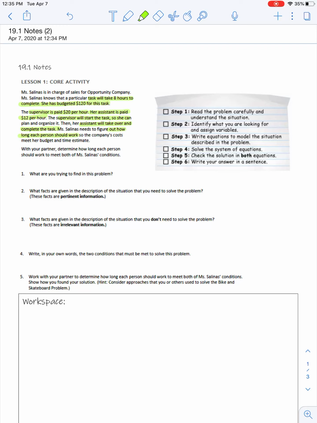Miss Salinas needs to figure out how long each person should work so that the company's costs meet her budget and time estimate. All right, let's go through this. Question number 1, what are you trying to find? It is highlighted. You are trying to find the number of hours each person worked.